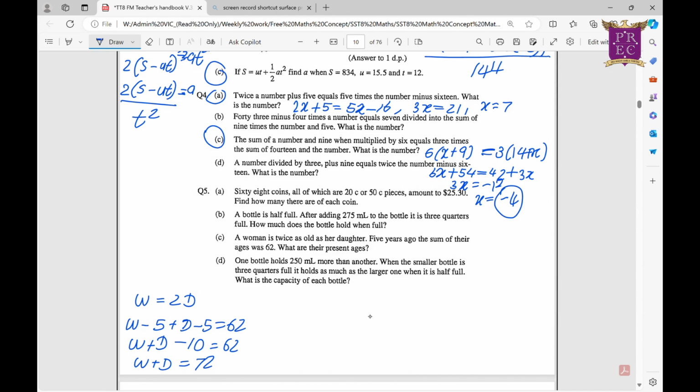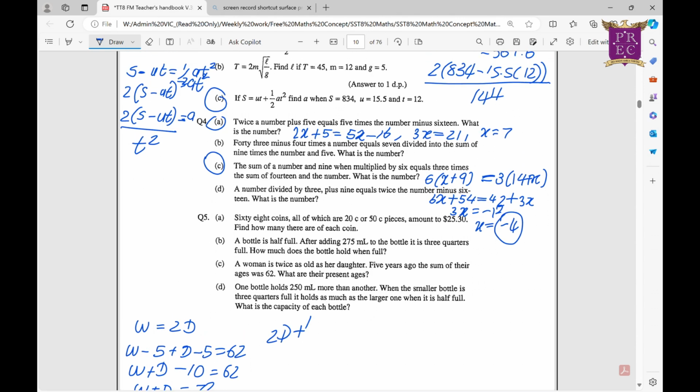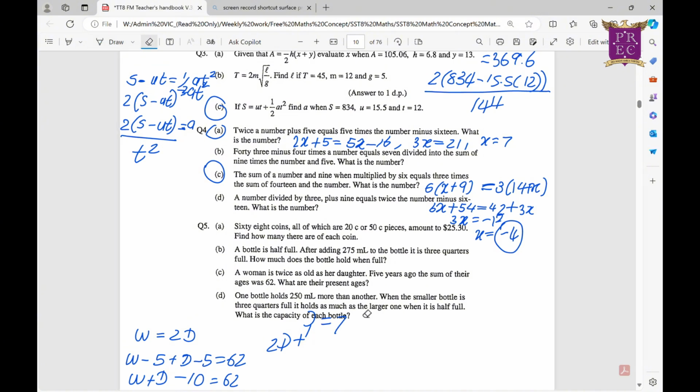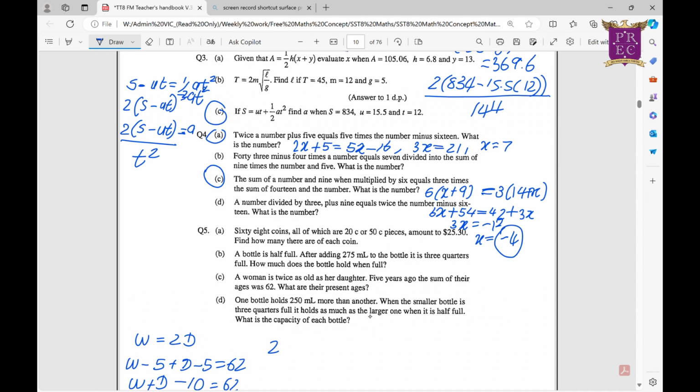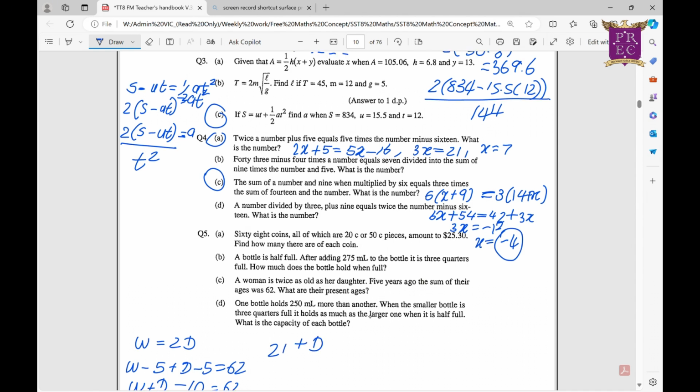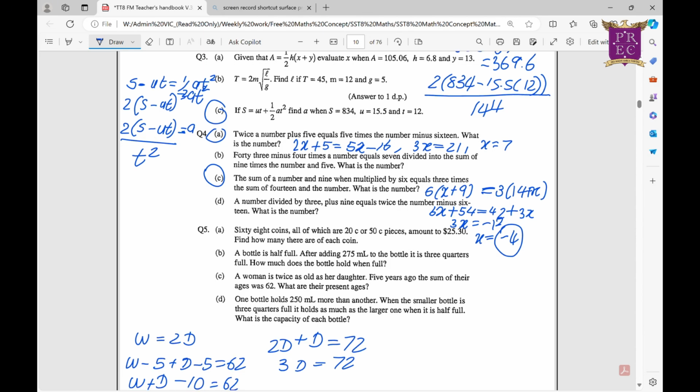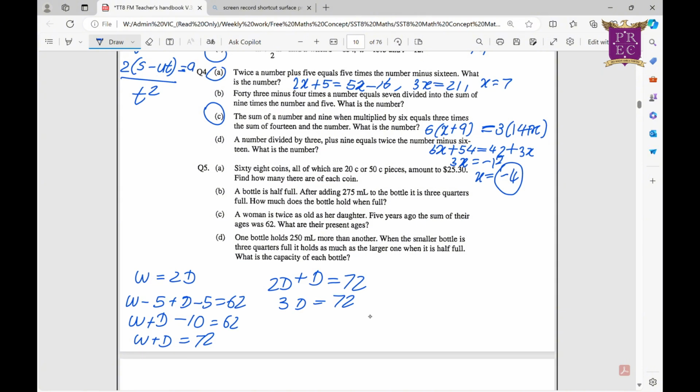Now we know from here that W is 2D, right? We can replace this W with a 2D now, so we're putting this 2D over here and replacing the W. So 2D plus D gives us 72. 3D is equal to 72. So what do you think D is? D is 72 divided by 3, which is 24.